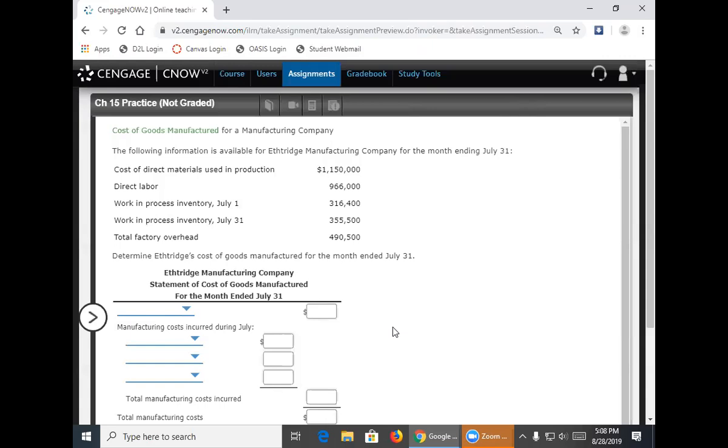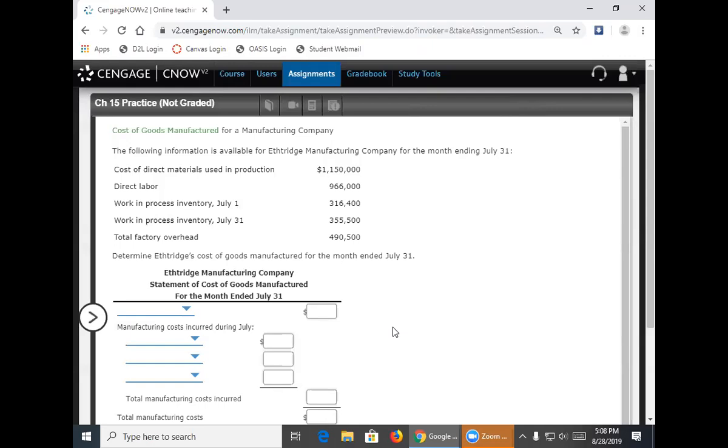$2,567,400. Perfect. 2,567,400. And that's our cost of goods manufactured. We'll say COGM for short, cost of goods manufactured. So again, that's it in the T account.